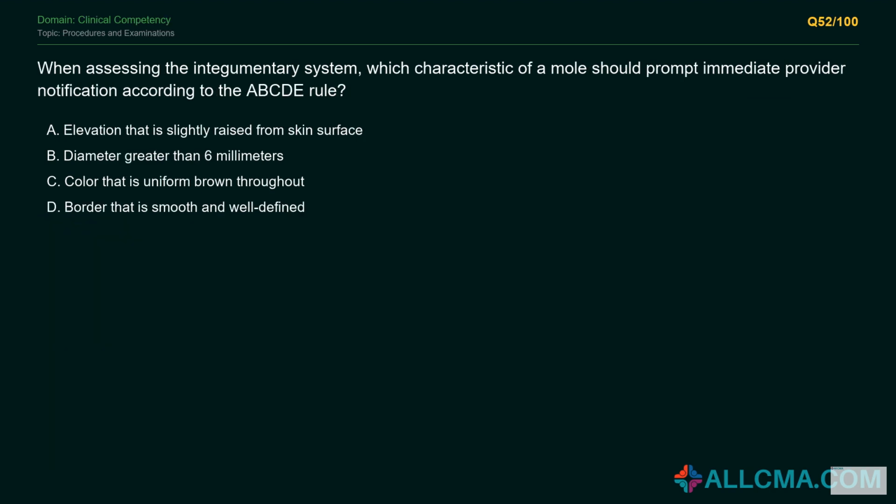Question 52. When assessing the integumentary system, which characteristic of a mole should prompt immediate provider notification according to the ABCD rule? Option A. Elevation that is slightly raised from skin surface. Option B. Diameter greater than 6 mm. Option C. Color that is uniform brown throughout. Option D. Border that is smooth and well-defined.